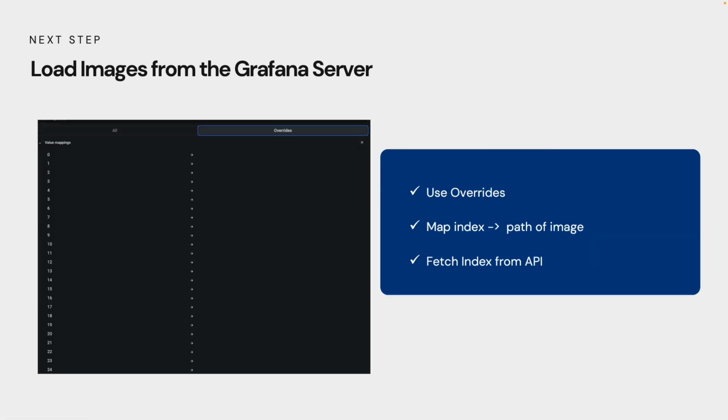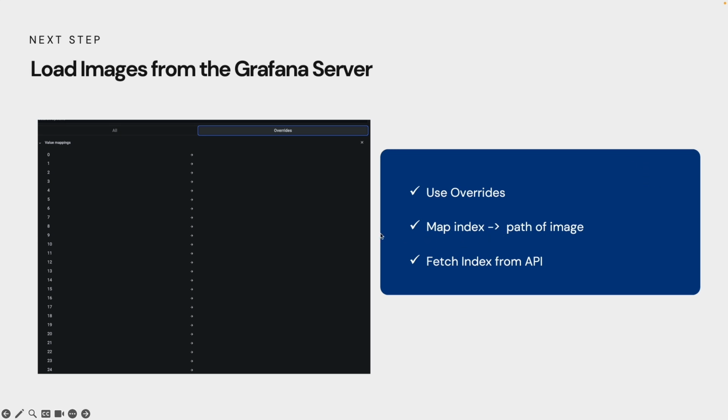And a quick way to do this is to use value mappings. This is an inbuilt option in Grafana panels, actually most of the panels. So we use overrides, we use value mapping to map the index. So let's say 0 is mapped to X image, one is mapped to Y image, and so on and so forth. And as you can see, we have actually 200 value maps here. So that means 200 images.